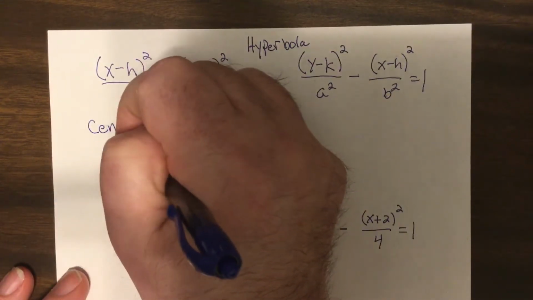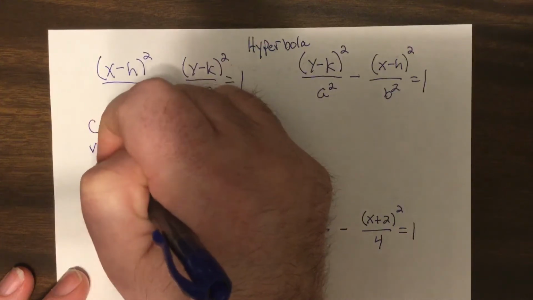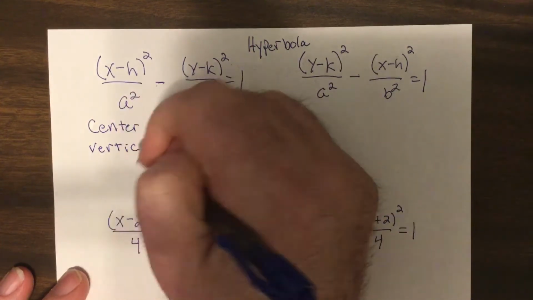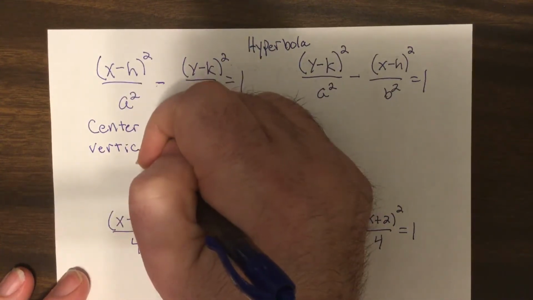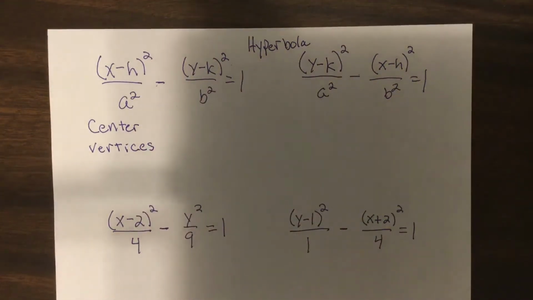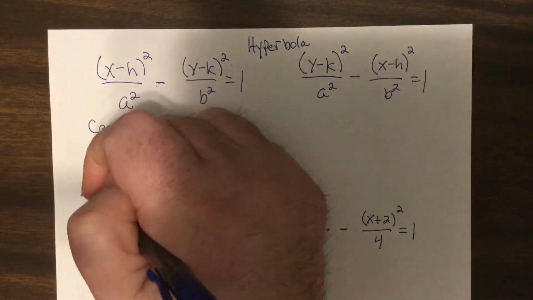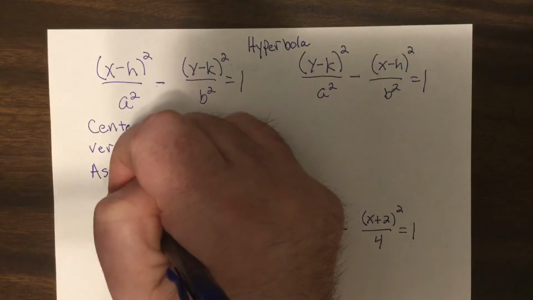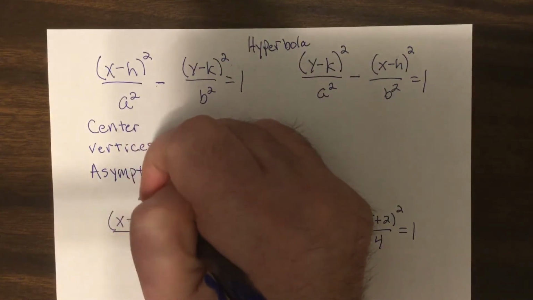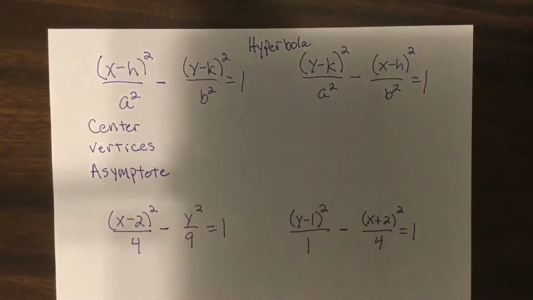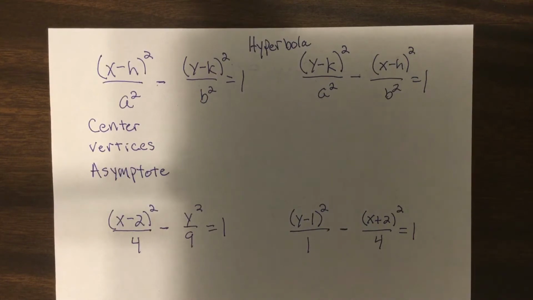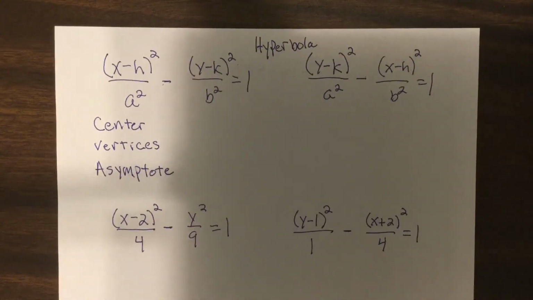The center, the vertices, which is points that are distance from the center, kind of like your starting points, and then something called the asymptote. An asymptote is an item that you get closer and closer to, but you can never touch it. It's like an electric fence. You touch it, it's bad.